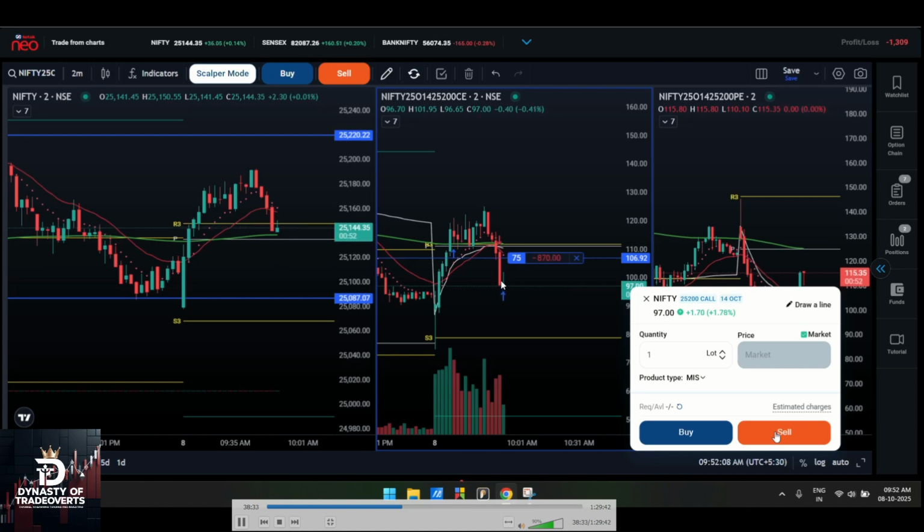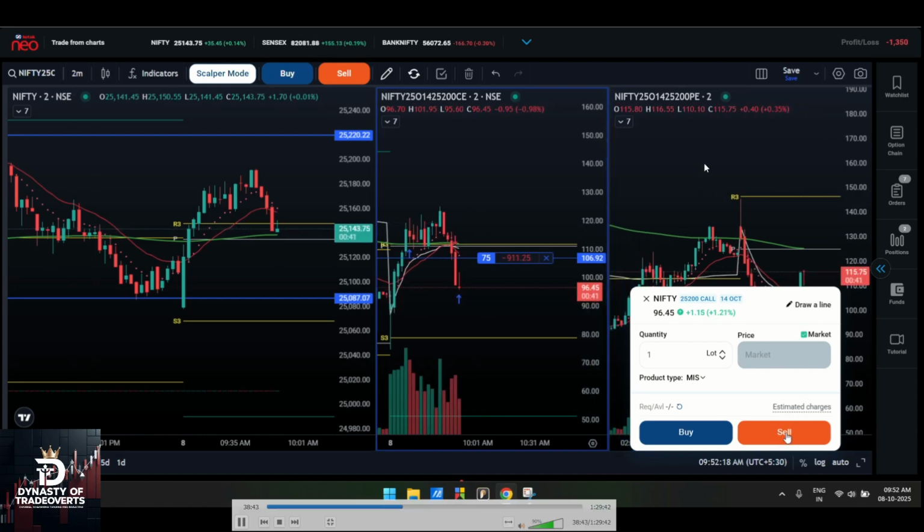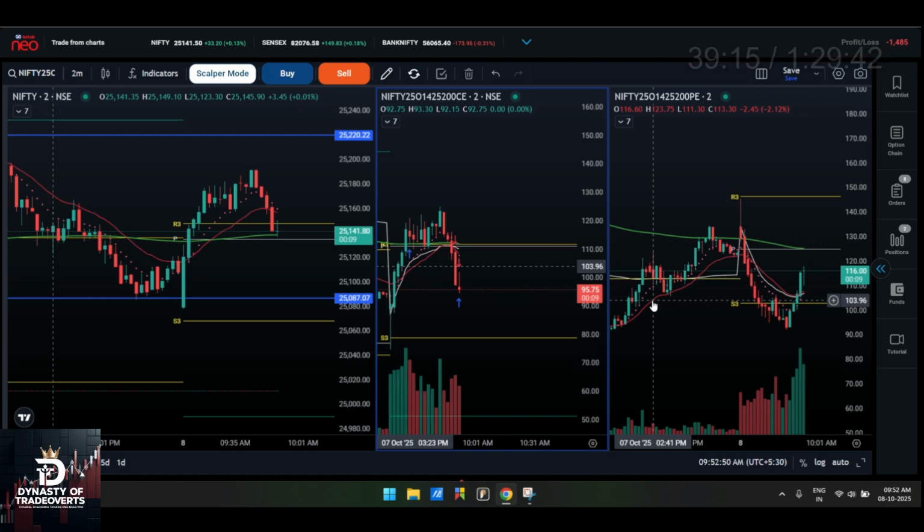Price came down. It is breaking the previous candle. This is not a good sign. This is a sign for me to exit the trade. My losses are now 1400 rupees. Okay, I exited the trade. My current loss is 1485 rupees.